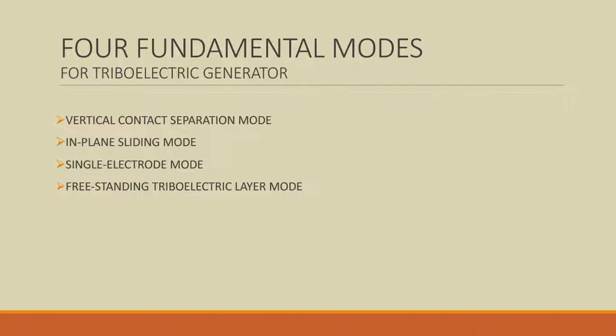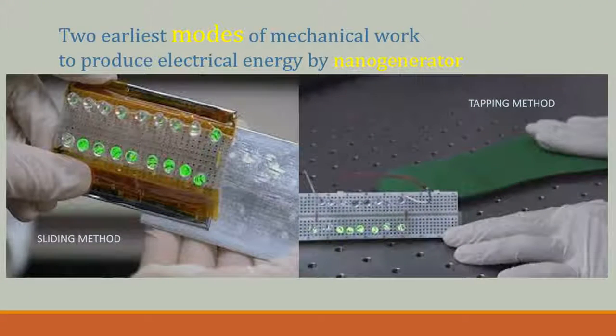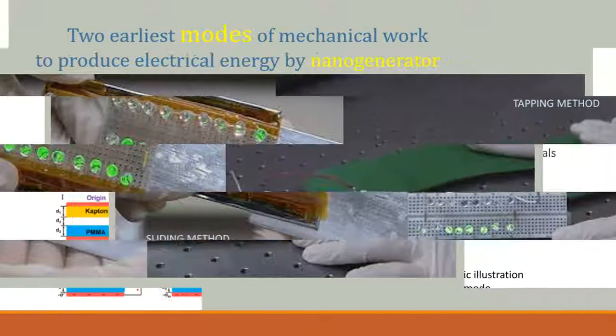There are four fundamental modes for the triboelectric generator. Firstly, vertical contact separation mode. Secondly, in-plane sliding mode. Thirdly, single electrode mode. Fourthly, freestanding triboelectric layer mode. These are the two earliest modes of mechanical work to produce electrical energy by nano generator. The first one is the sliding method and the second one is the tapping method.